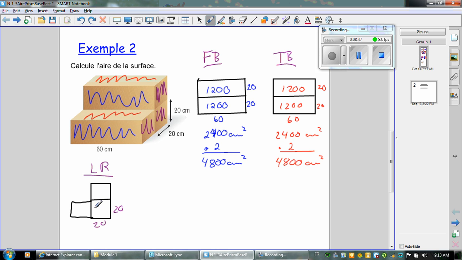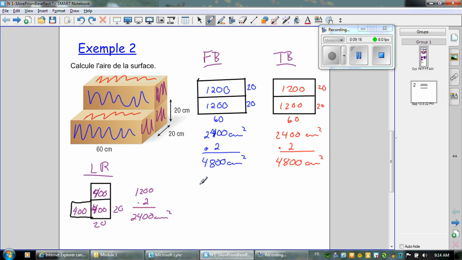So each face is worth 400. So my total surface area would be, again, 1200 for the left side, and for the right side I double, so 2400 centimeters squared.